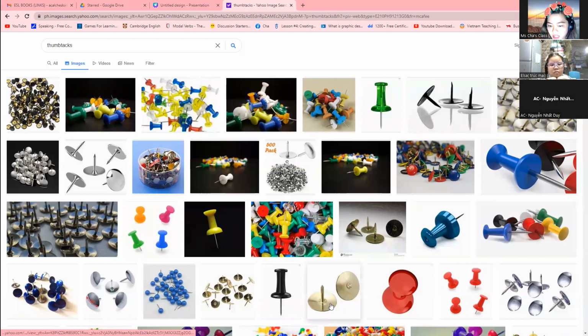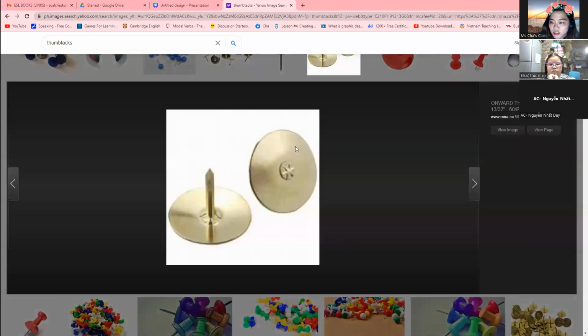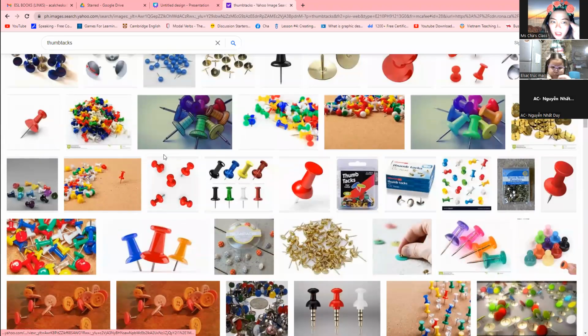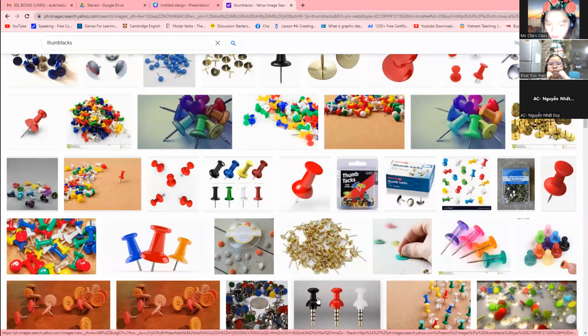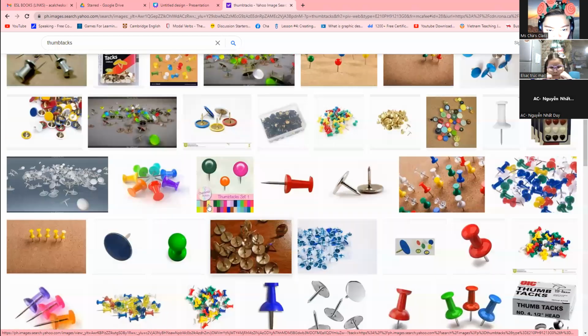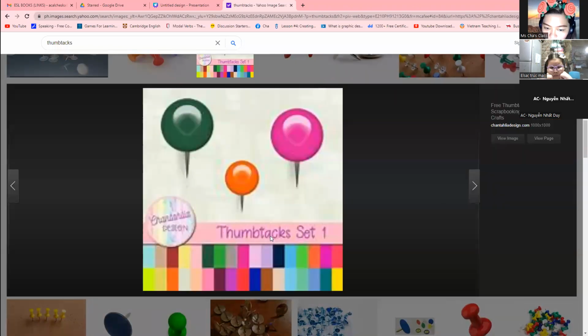Okay, Elsa, this is actually a thumbtack. Have you seen one? Yes. It's color gold. Actually, Elsa, it is called thumbtack because you are using your thumb when you're putting it. When you're using it, you just press it with your thumb, right? So that is why it's called a thumbtack. And thumbtacks with letter S.